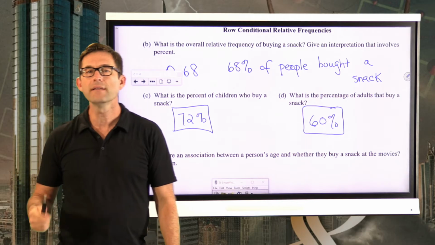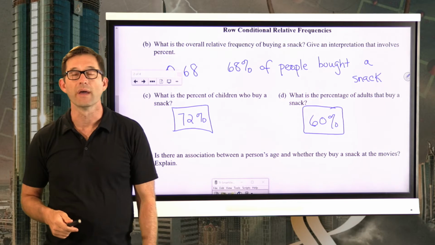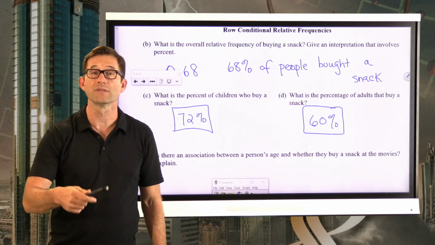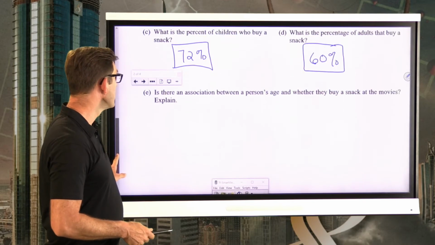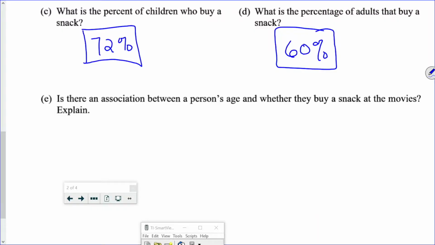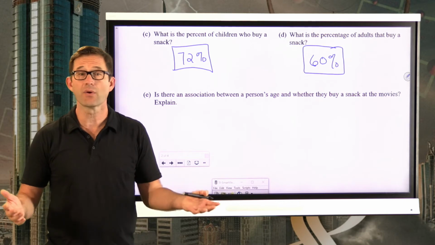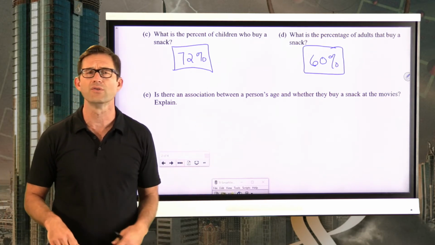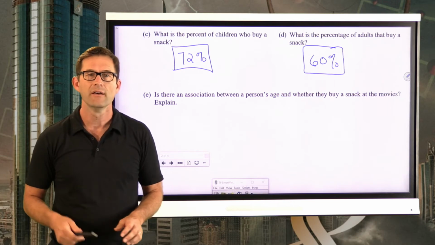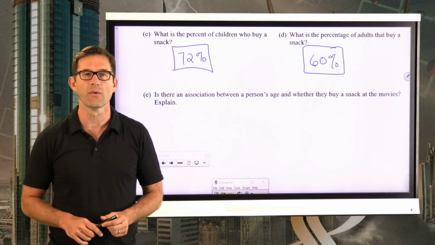And now we finally get to the thrust of the lesson, right? Understanding associations in categorical data. Letter E. Is there an association between a person's age and whether they buy a snack at the movies? Explain. Okay? So what do you think? Is there an association, or is it just, it doesn't matter whether you're a kid or an adult, you're just as likely to buy a snack? Pause the video now and give me a yes/no answer.